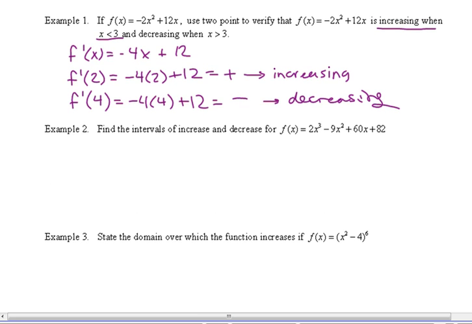Let's find the intervals of increase and decrease. So how do we find the intervals of increase and decrease? So remember interval notation, it's like the values of x, right? When for x are we increasing and decreasing? How do we get that then? So what tells us increase or decrease? The derivative.